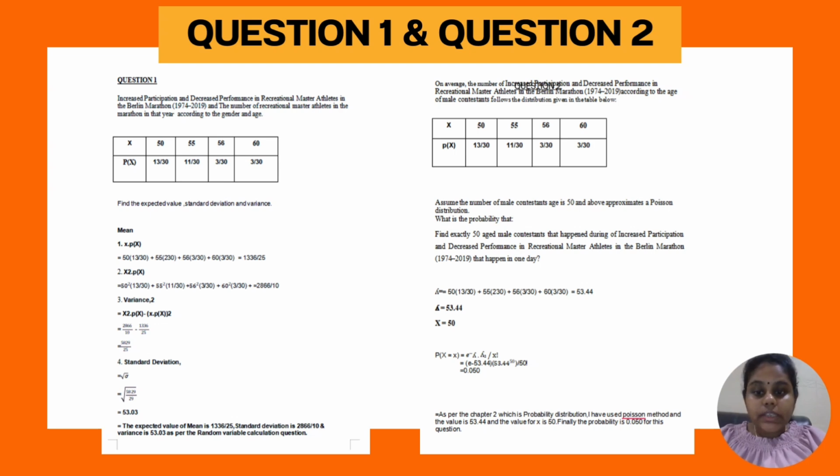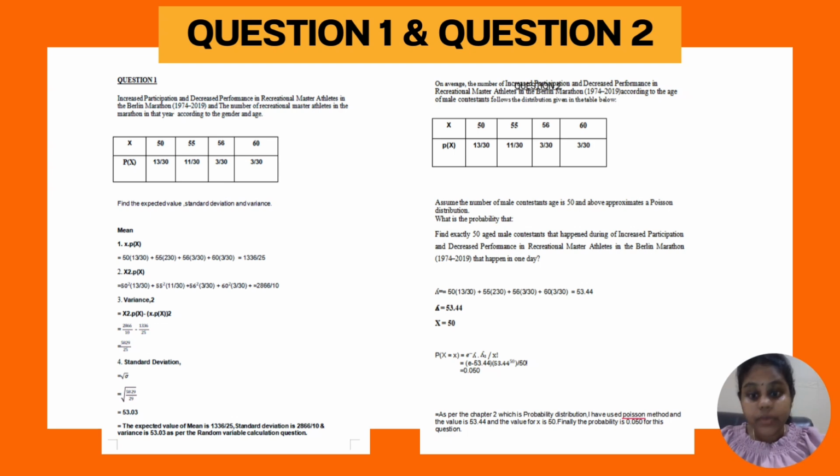And the chapter 2 question will be on probability distribution, and the question is: on average, the number of increased participation and decreased performance in recreational master athletes in the Berlin Marathon since 1990 till 2019, according to the age of male contestants, follows the distribution given in the table below.